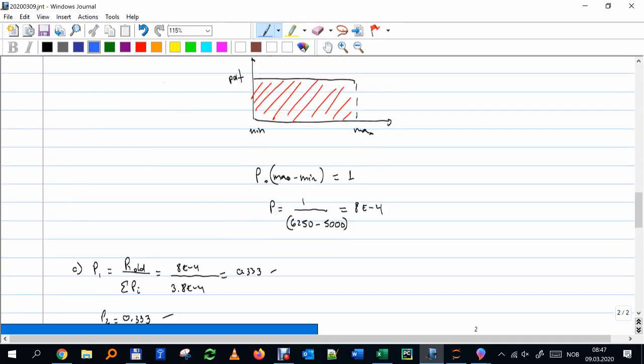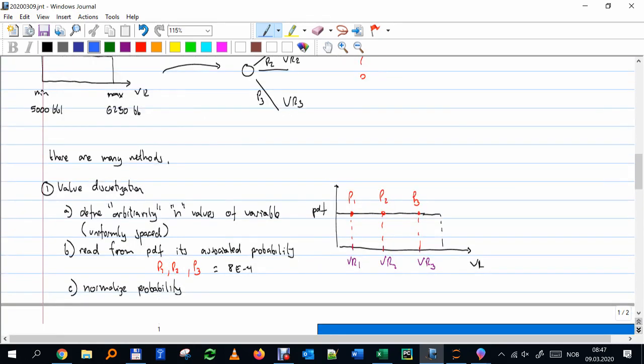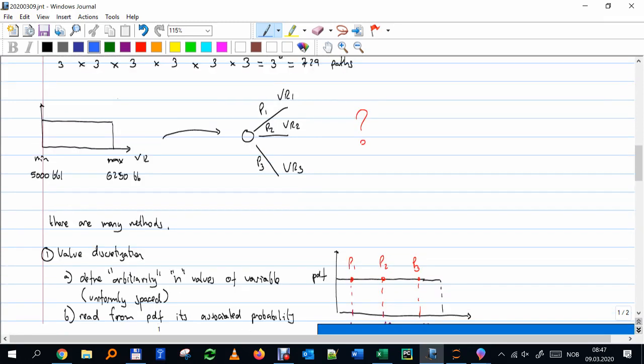So this method that I use here to discretize this distribution, I can use it to discretize any distribution into n number of options. And it's called value discretization.